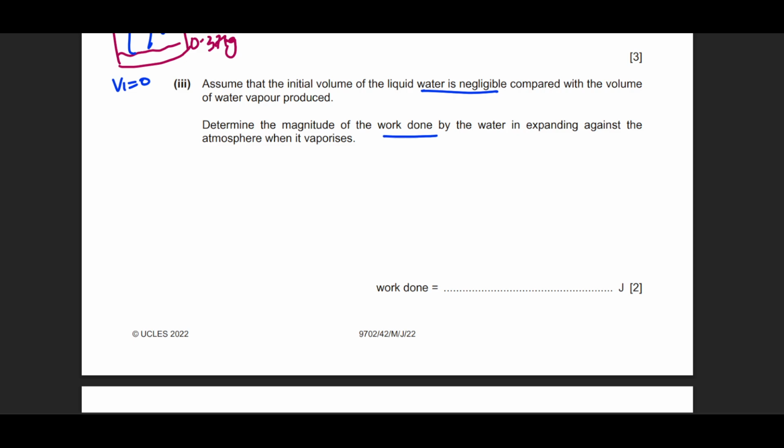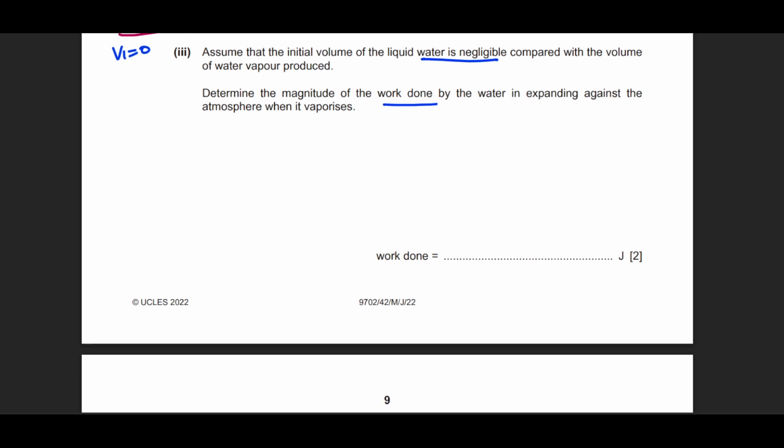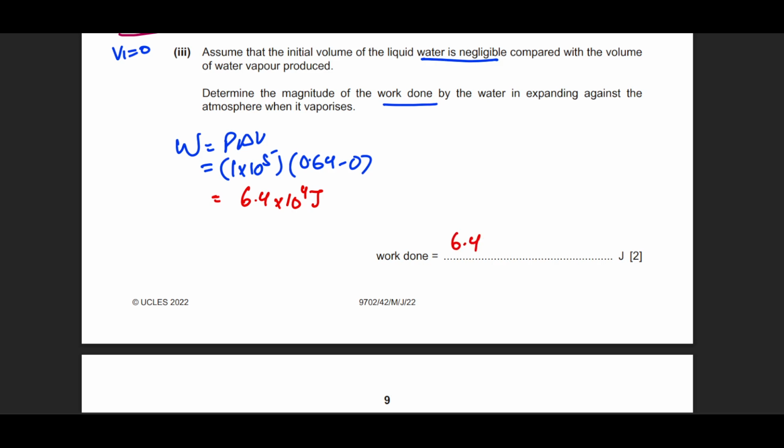Determine the magnitude of work done by the water in expanding against atmospheric pressure. So work done is equal to P delta V. Atmospheric pressure was constant, which was 10 into 10 to the power 5. The change in volume was 0.64 minus 0, because he says it's negligible, so that is 0. So that comes out as 6.4 into 10 to the power 4 joules.